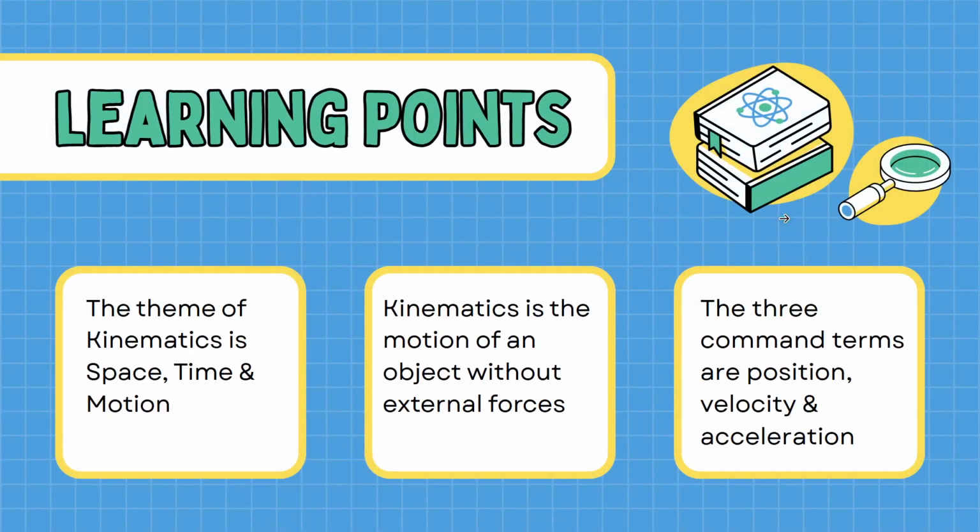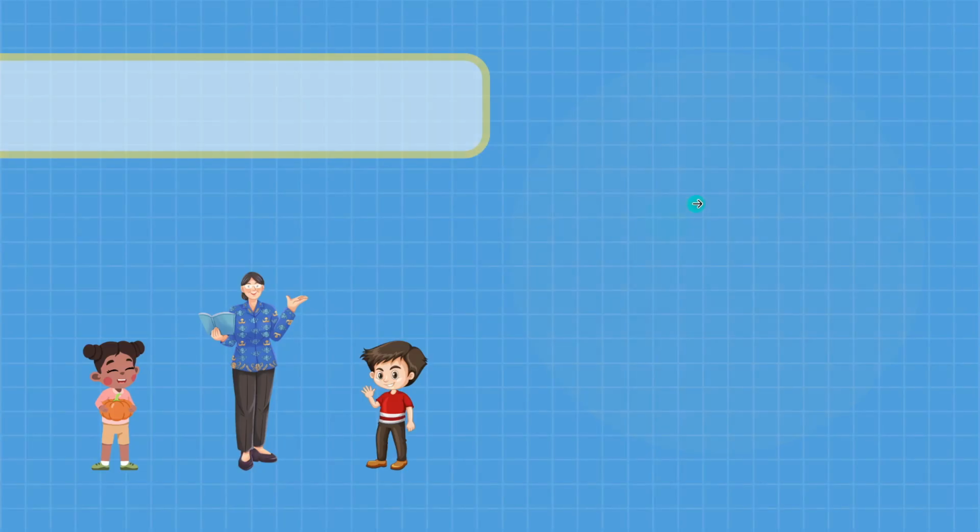The learning points for the video. The theme of kinematics is space, time, and motion. Kinematics is the motion of an object without external forces. And the three command terms are position, velocity, and acceleration.